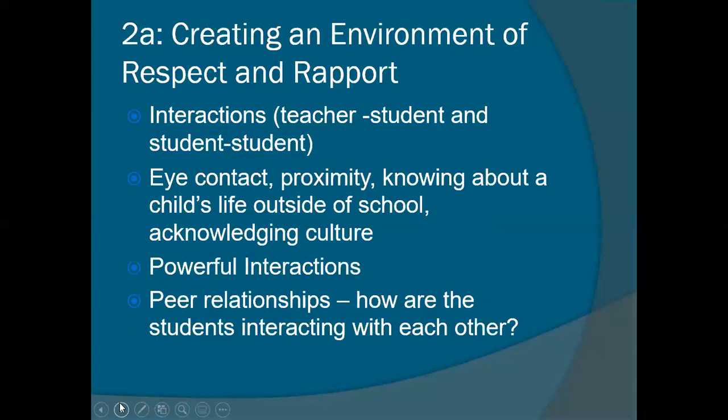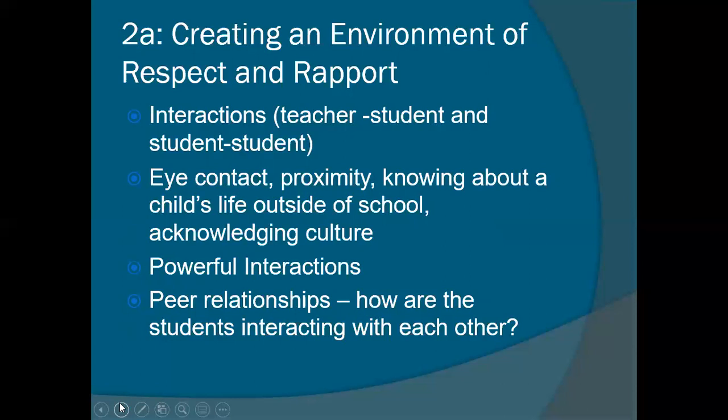Another way we can look at respect and rapport is by looking at the eye contact that occurs, proximity, meaning getting down on the child's level, knowing about a child's life outside of school, what's happening to them when they go home, what's happening on the weekends for them, having conversations about that, and acknowledging their culture, which is an important part of many of our students' lives.